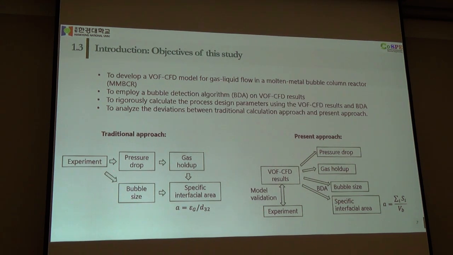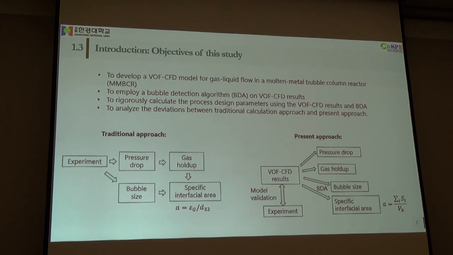Through the experiment, we can measure the pressure drop, and then we can estimate the gas hold-up based on that pressure drop and the density. From the experiment, we can also measure the bubble size, and the specific interfacial area can be calculated indirectly using the gas hold-up and the bubble size.